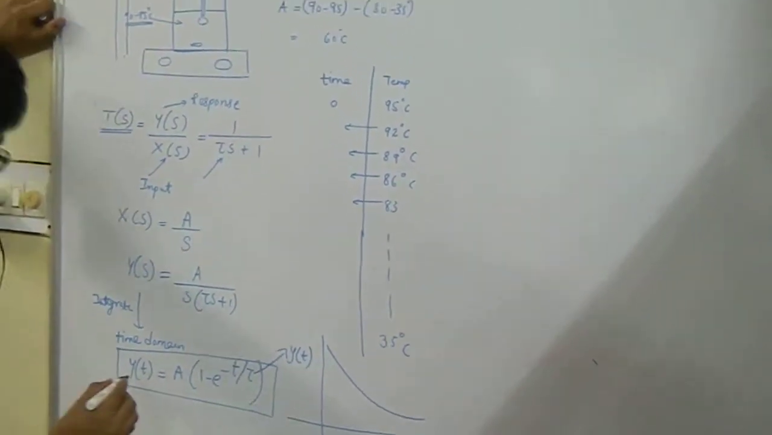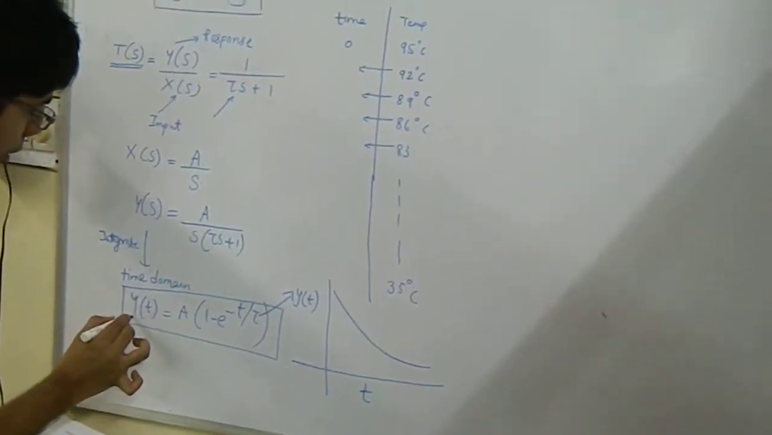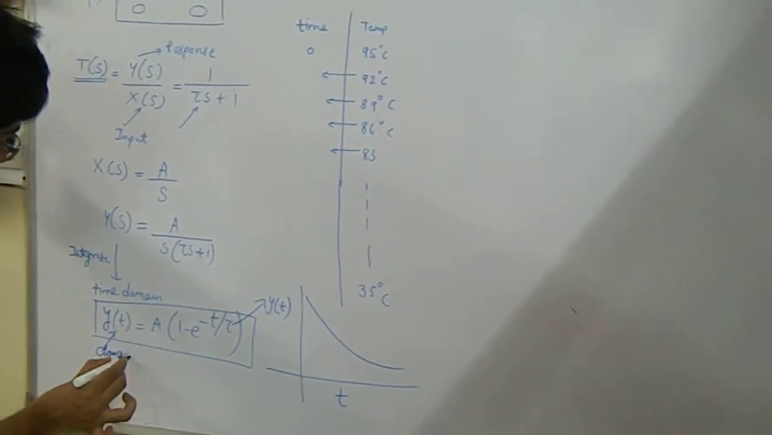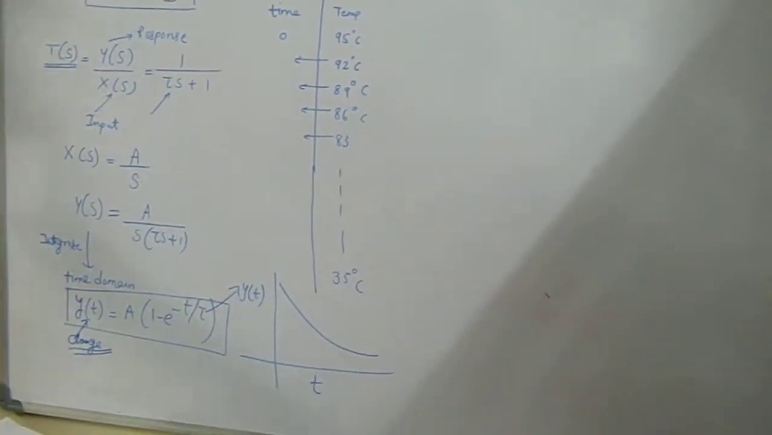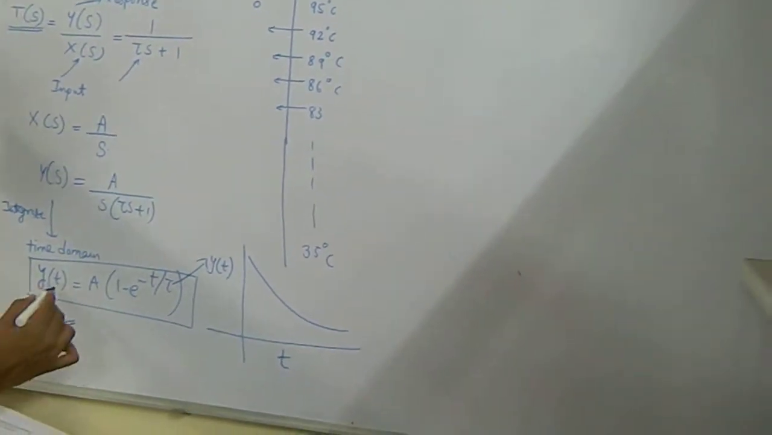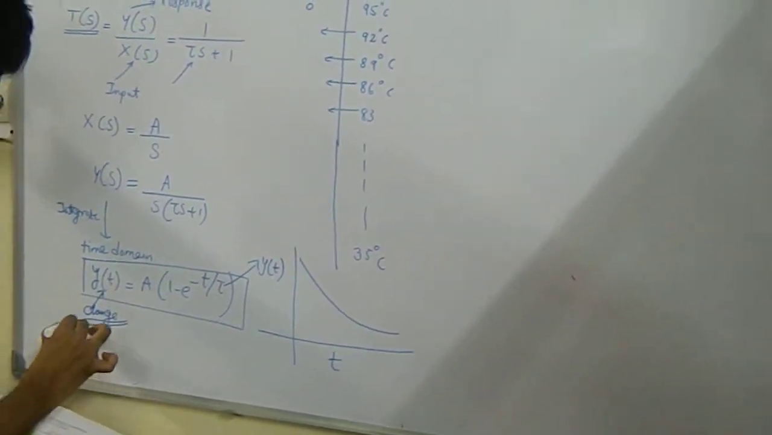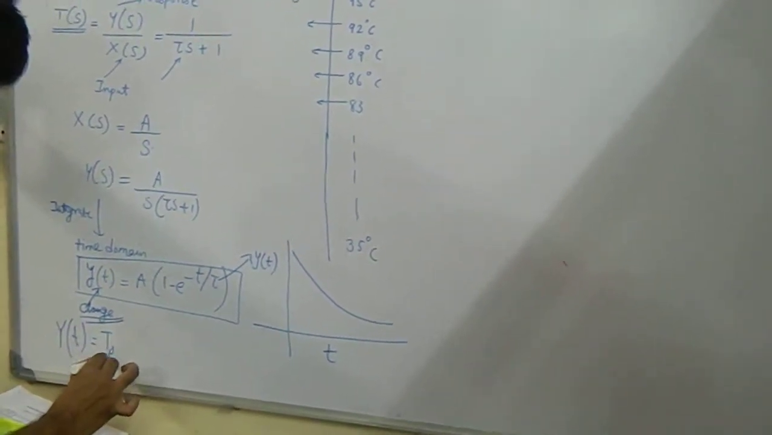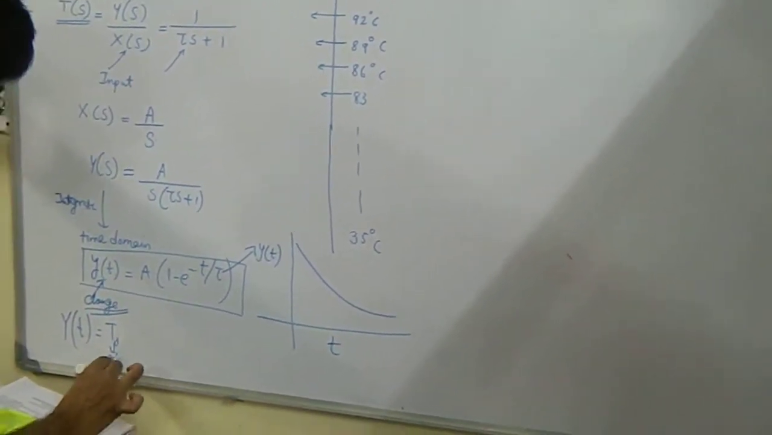This Y of t, which I am calling small y of t, is nothing but the change. So this is not the temperature. This is the change which you are giving to the system after giving a step input. The final temperature, which I am calling capital Y of t, is nothing but your T naught, which is say 90 to 95, the temperature from where you started taking the readings or started the experiment, minus this small y of t.